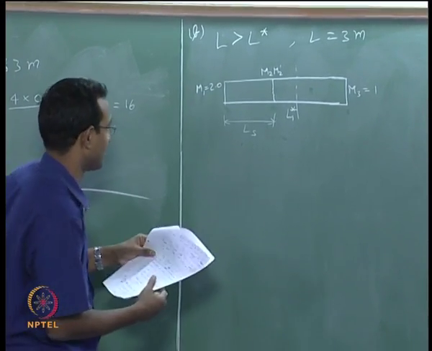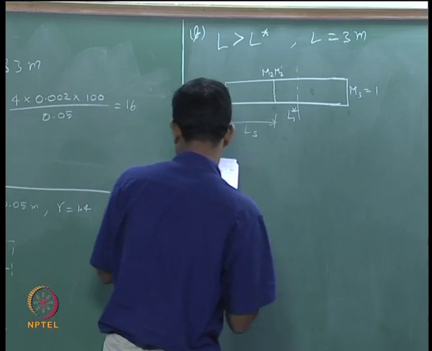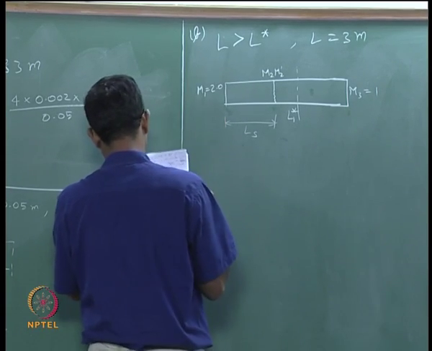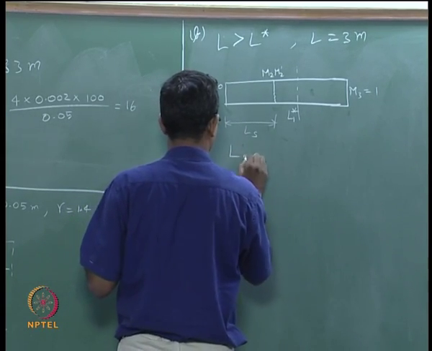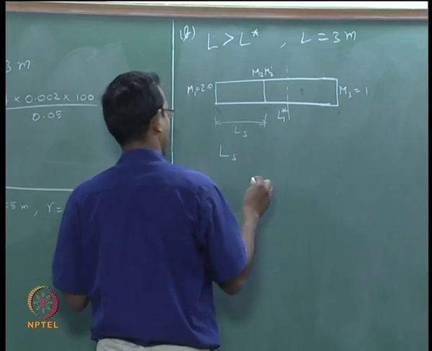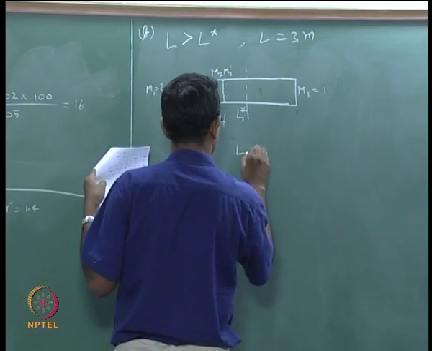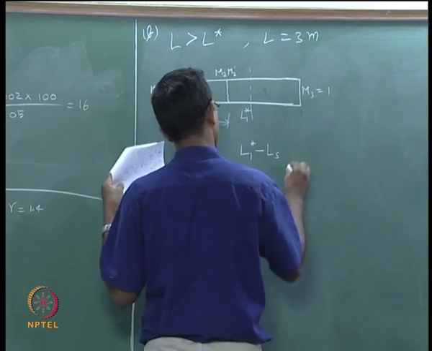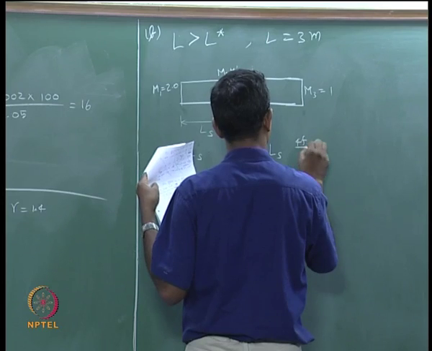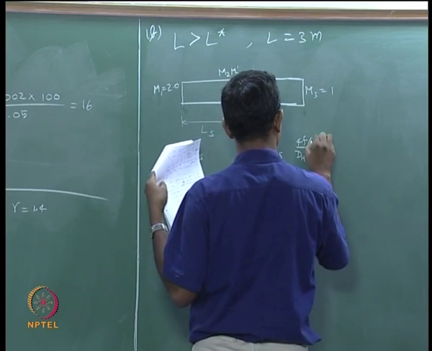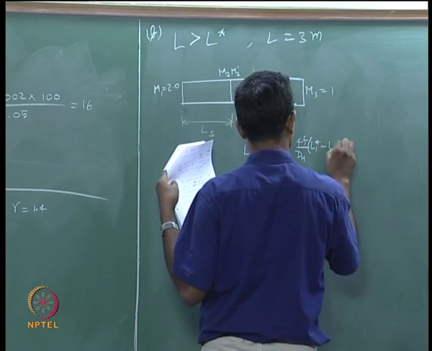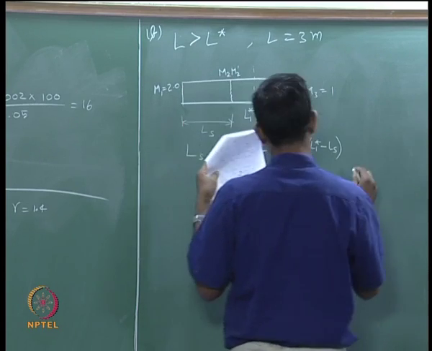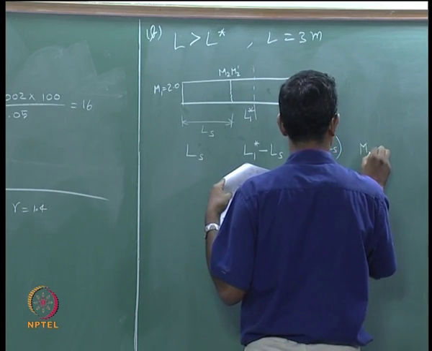I have gone through the iterations, so I will just tell you how it works. I am going to have a column Ls, L1 star minus Ls, 4f by dh times L1 star minus Ls, and that is going to give me my m2.